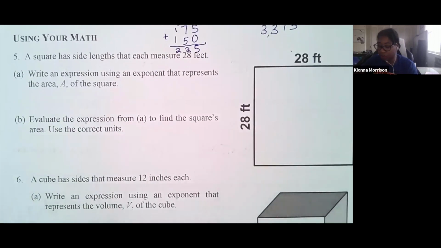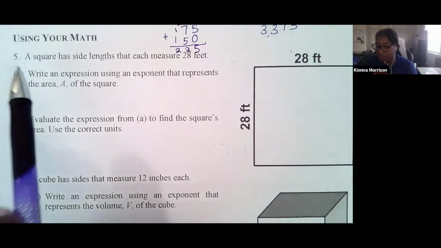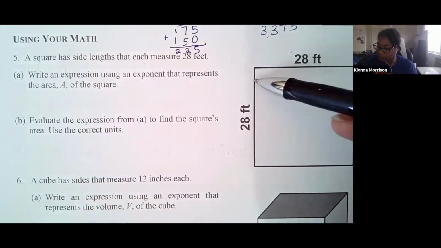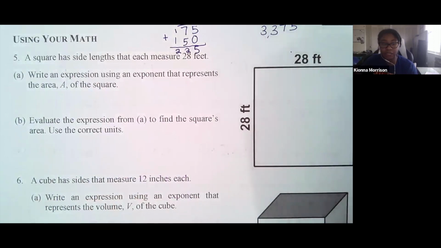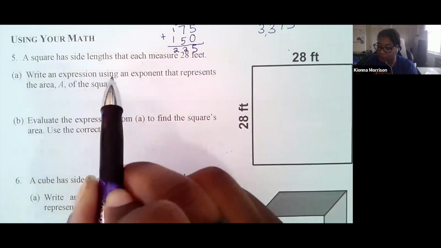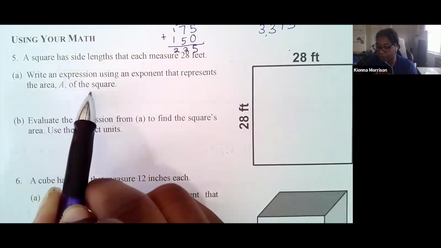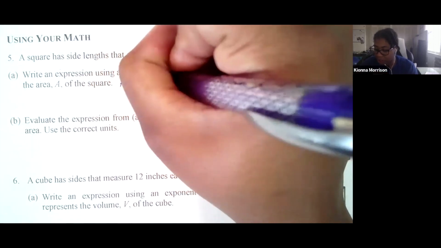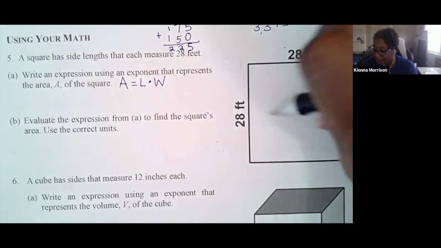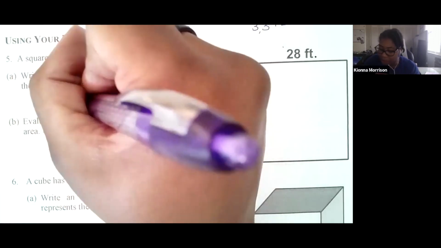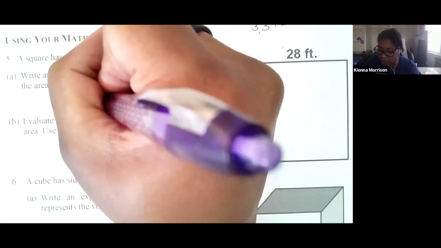Now 5, using your math. A square has side lengths that each measure 28 feet. Write an expression using an exponent that represents the area A of the square. Well, I know area is length times width. And I know that I'm multiplying 28 times 28. So I'm going to have 28 2 times. So that means I'll have 28 to the second power.